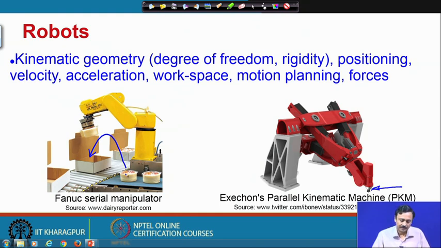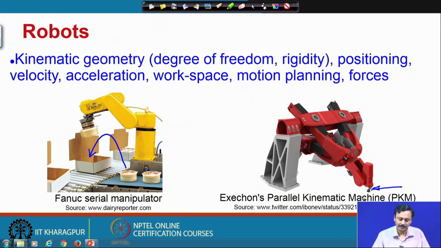Then the workspace, what is the reach of this actuator? So, for example, in this packaging manipulator, Fanuc serial manipulator, it requires a reach from this conveyor to the box. Similarly, in this parallel kinematic machine, it will require reach to the different portions that are being machined. Now, that will be decided by how much each actuator can move. So, that is workspace. What is the space that this manipulator can cover?